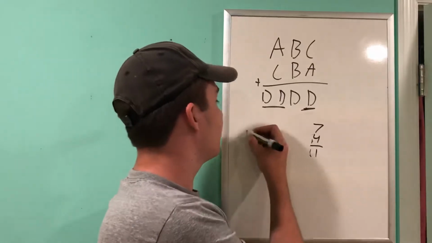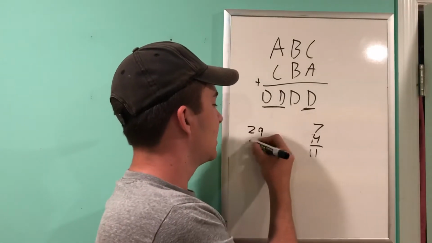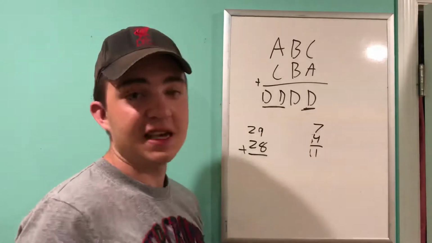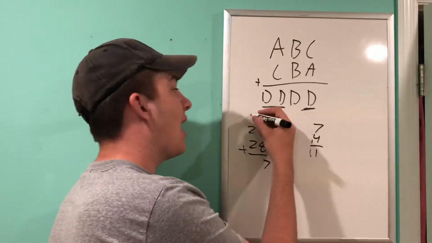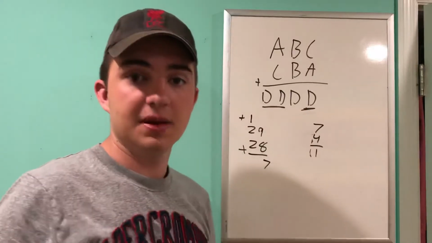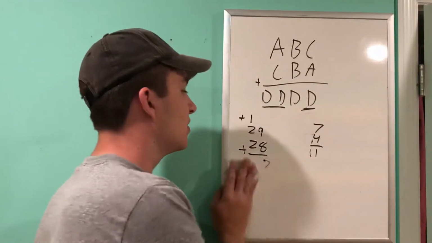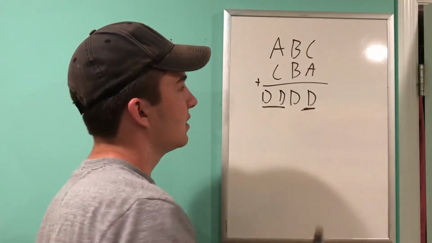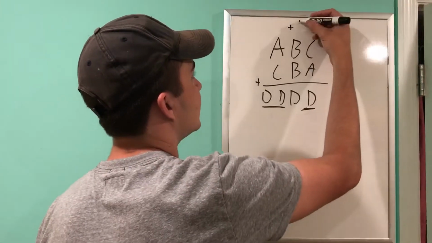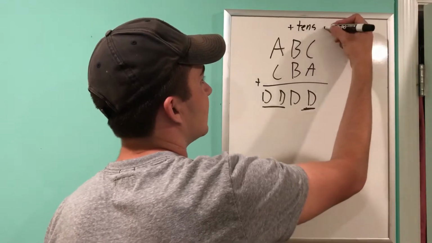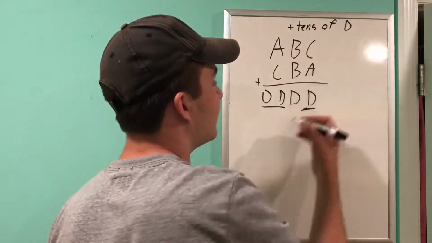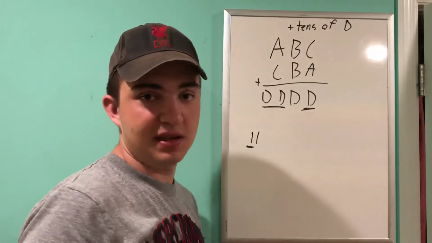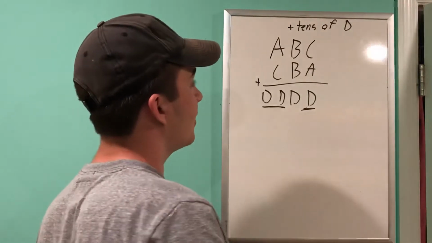Well, because if you have 29 plus 28, when you do 9 plus 8, you get 17. You put the 7 here, and then you bring the 1 on top. That is the rule. That's what we're going to do. So that means that here, this is plus the tens of D. And that means if D is 11, then 1 goes there, because 1 is in the tens place. So that's what goes on top above B.